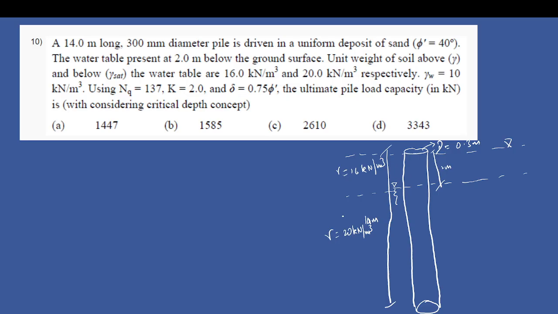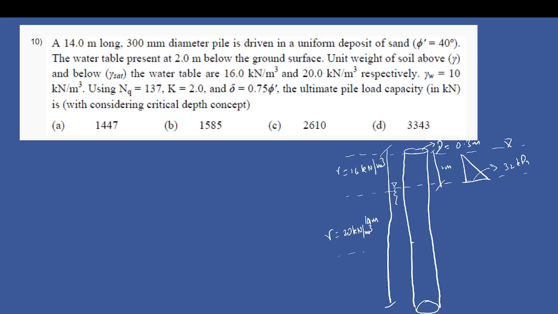So above, the gamma is given to you as 16 kN per meter cube, and then gamma is given to you as 20 kN per meter cube. So in this case, if I draw the stress diagram, from here to here your effective stress will vary like this, right? So the magnitude of this length will be 16 into 2, 32 kPa.